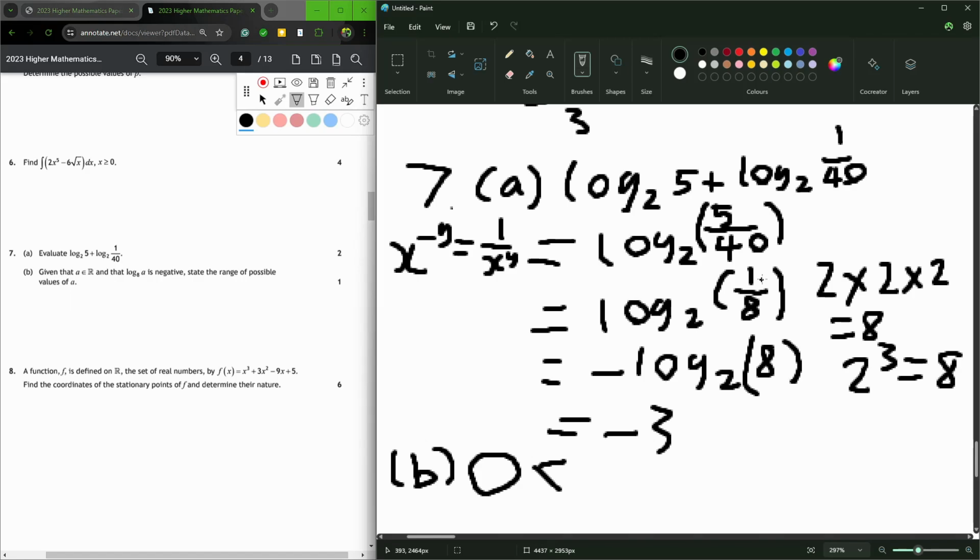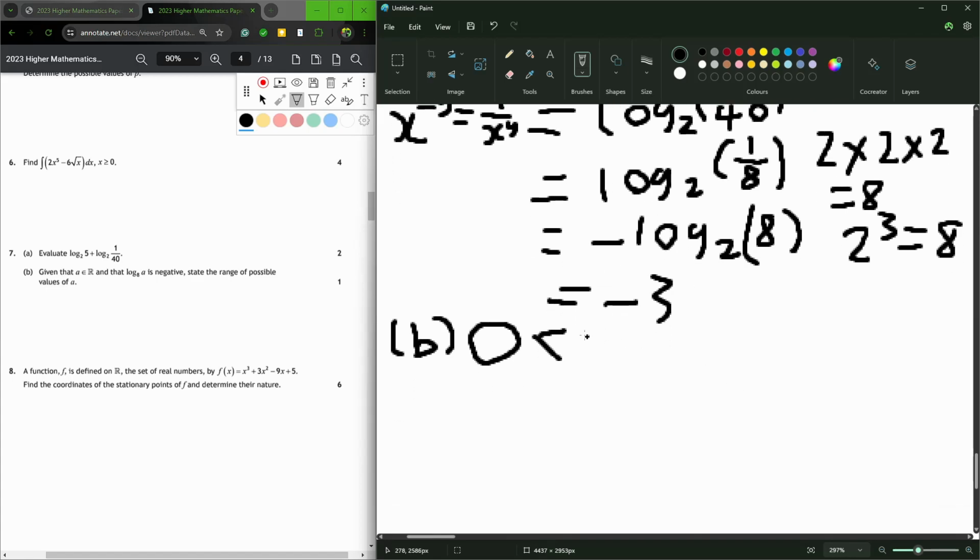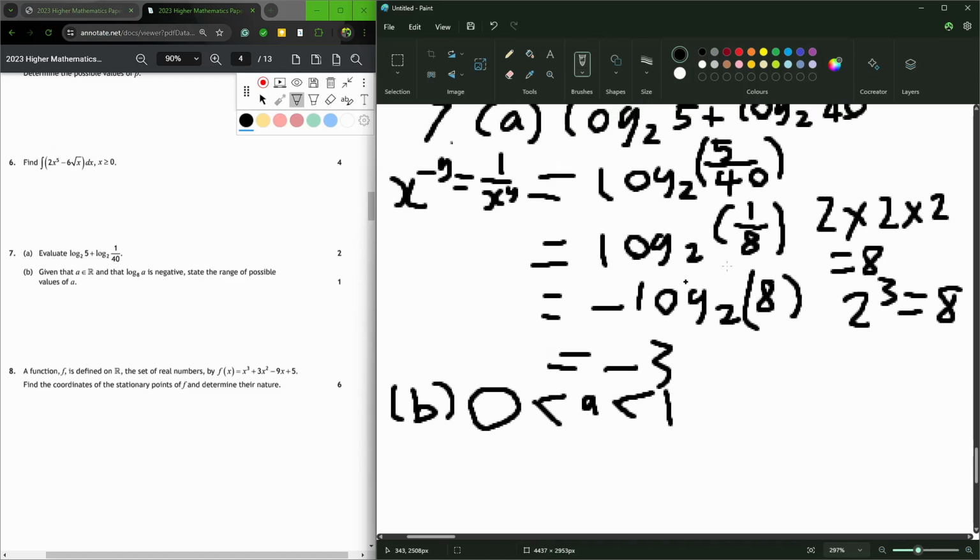Any log of a number higher than that, you'd get a non-zero answer. So that means if it has to be negative, then A has to be lower than 1. It's only in this small space here, where A is a fraction, that the log of it would be negative.